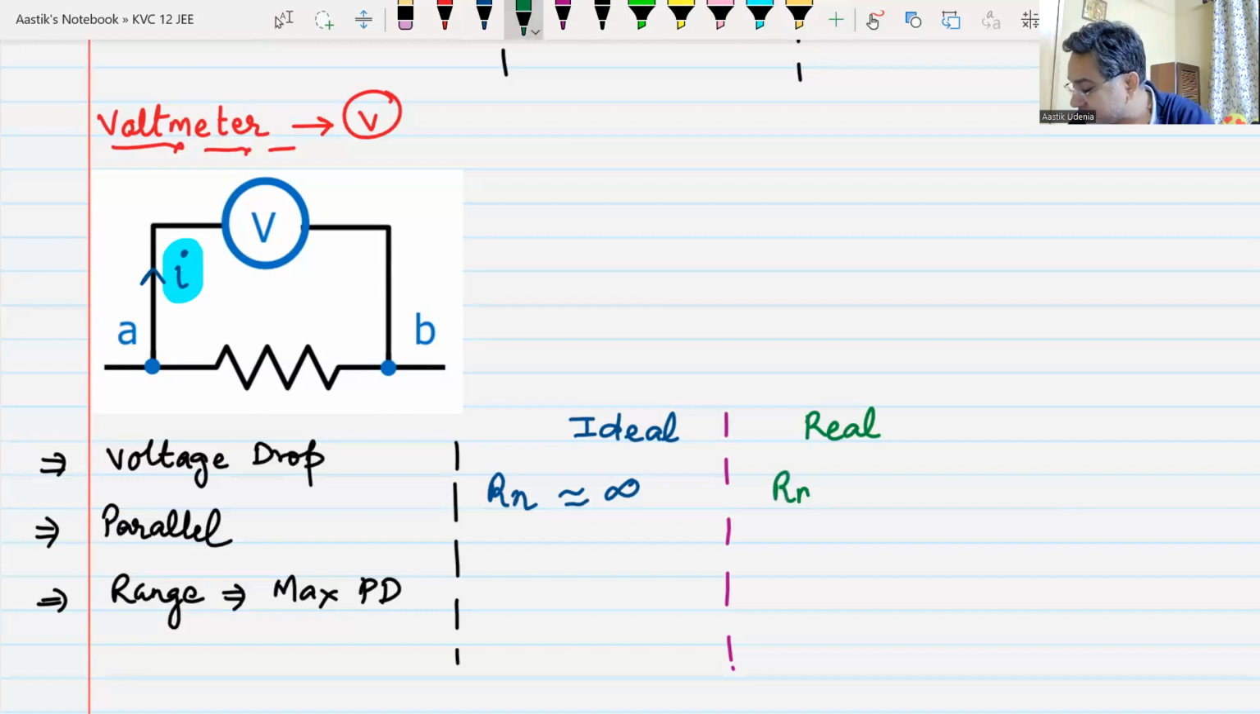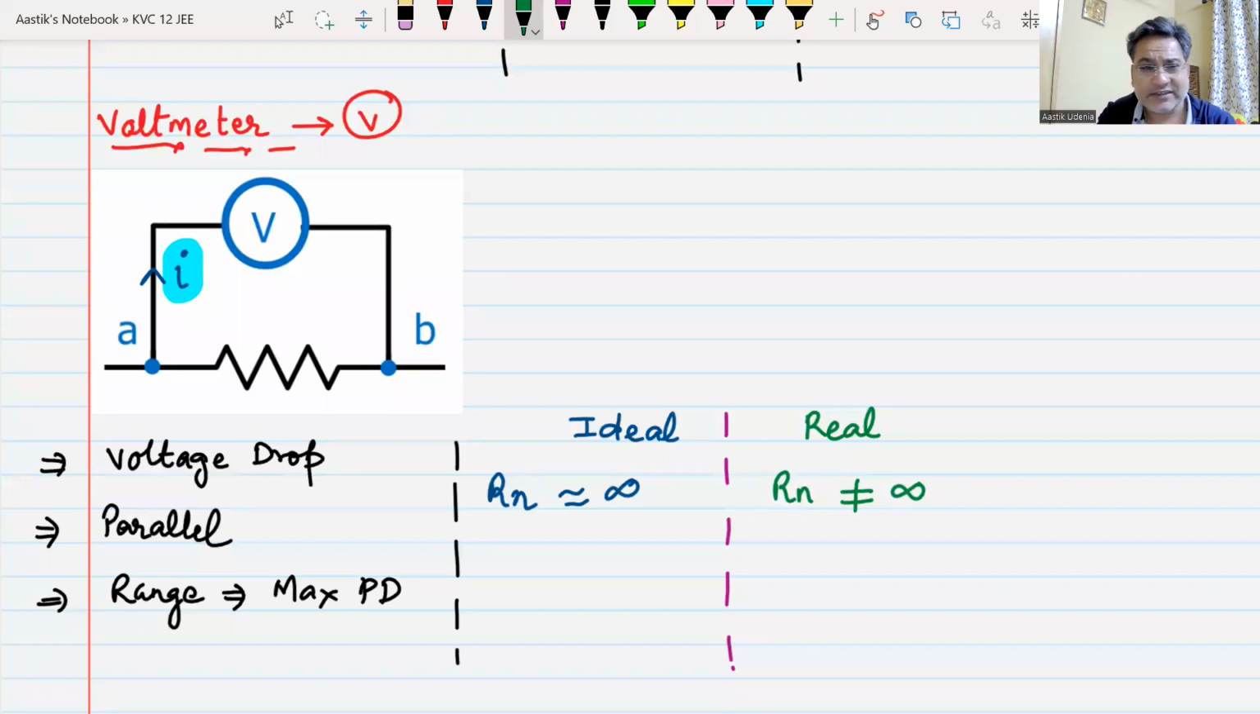If the resistance is not very large, it will measure the potential drop, but that will not be the actual drop, because some current it would be drawing for itself. Do we understand this? So for an ideal voltmeter, the resistance has to be infinite. Unless otherwise stated, every voltmeter will be taken as ideal. Note it down, I'll give you 2 minutes to do that.